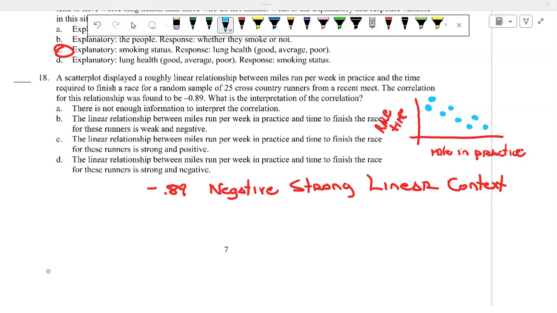So we're looking to check these things: negative, strong, linear, and then have the context. So the only one that matches all of those things, I'm looking for strong, negative, linear, and then the context is miles run in practice and the time to finish. So my correct description would be D.